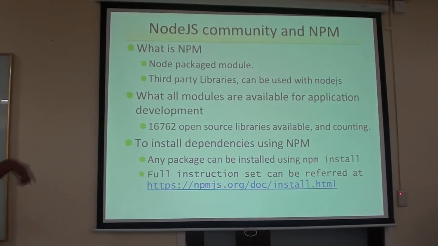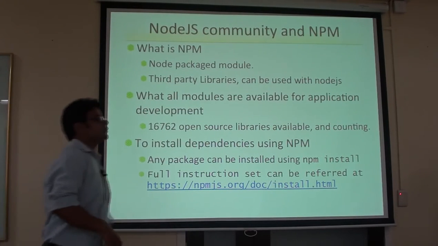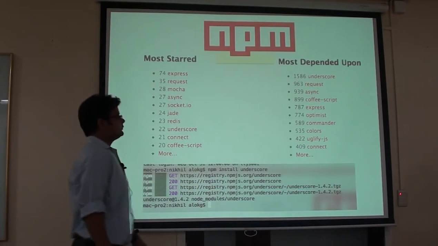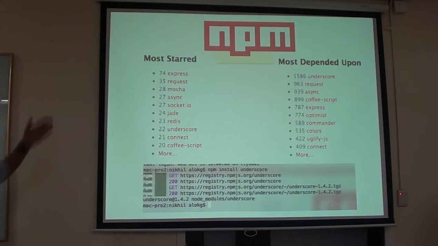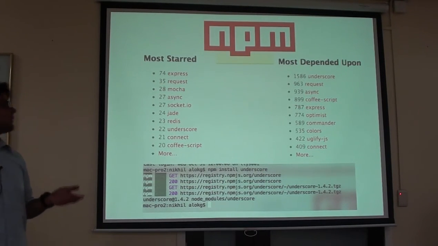These are the screenshots we just took from the npm site. These are the most depended-upon modules, such as require, underscore, request. If you want to support asynchronous communication, you can use async, CoffeeScript, Express.js. Everything you can think of, most probably you will get. If not, go ahead and just write it yourself, no problem.